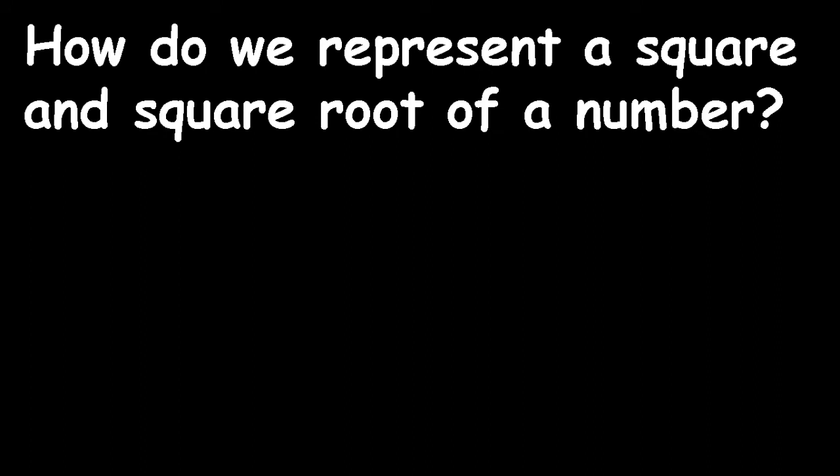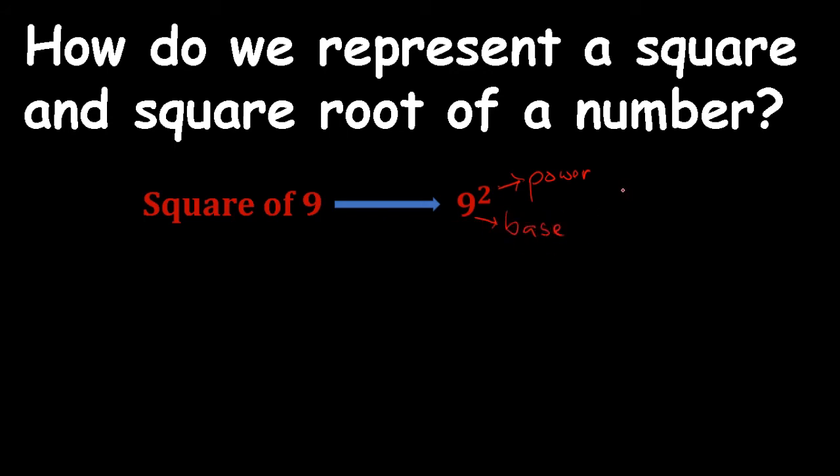How do we represent a square and square root of a number? Say for example, square of 9. We can represent this like this, 9 raised to 2. The 2 here is what we call the power. Power means how many times we multiply the base by itself. Okay, 9 is our base. Therefore, that is equal to 9 times 9.